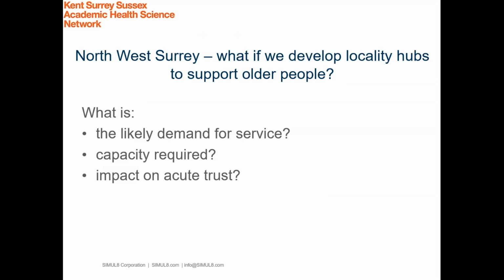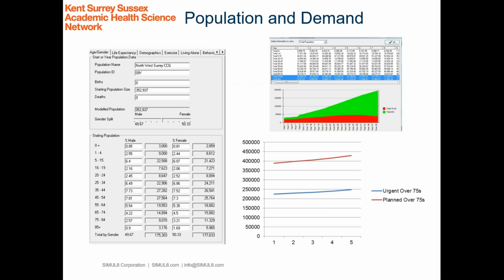So here's an example like the one that I showed at the start. This was in Northwest Surrey, working with the Academic Health Science Network. They wanted to look at the impact of adding a locality hub which supported older people. They needed to know how much demand there's going to be for the service, what is the capacity required to meet that demand in terms of staffing, and what is the impact on other services.